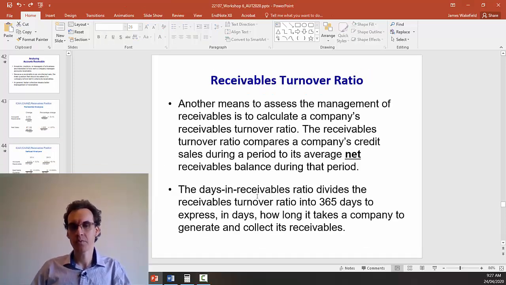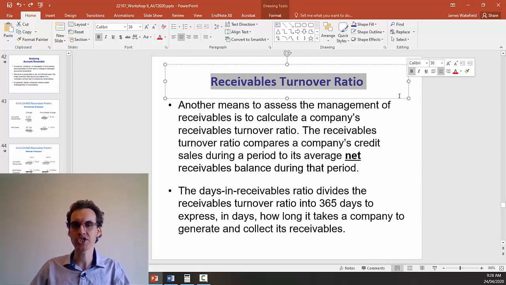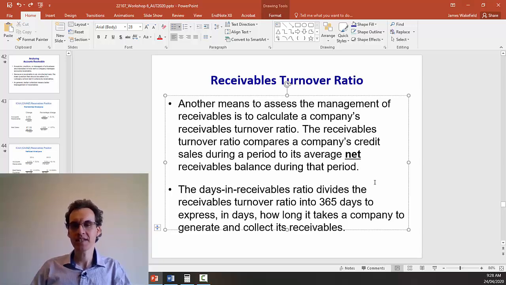Now, one of the ways in which we can analyze a business's effectiveness in managing accounts receivable is to look at the receivables turnover ratio. So basically, the receivables turnover ratio looks at how quickly a business collects its receivables from customers. That is, how many times during the period does the business completely collect its average amount of receivables that it has on hand.